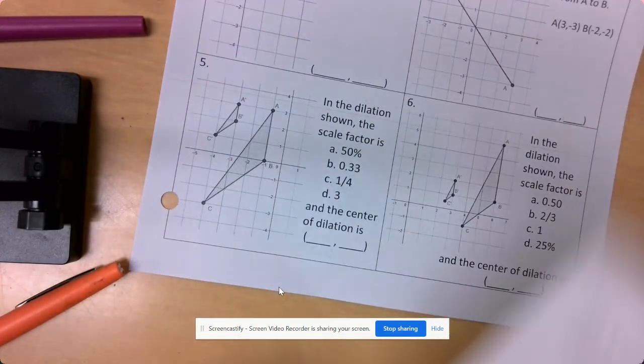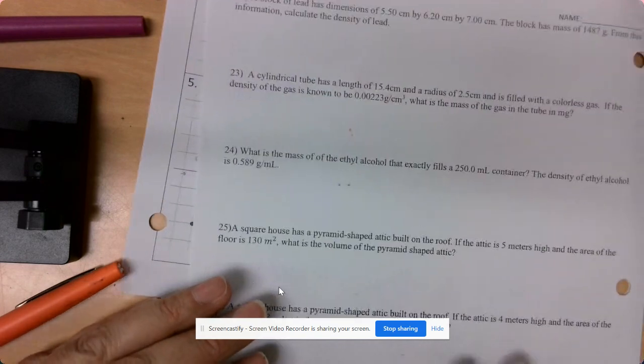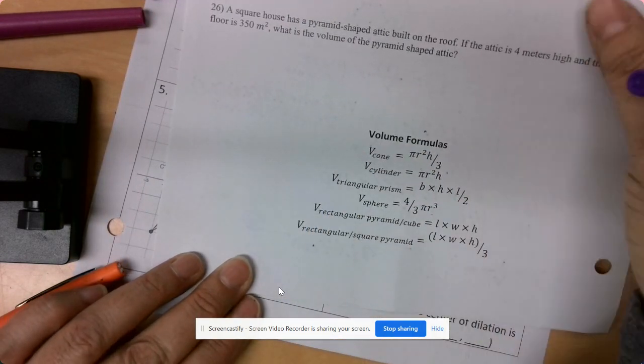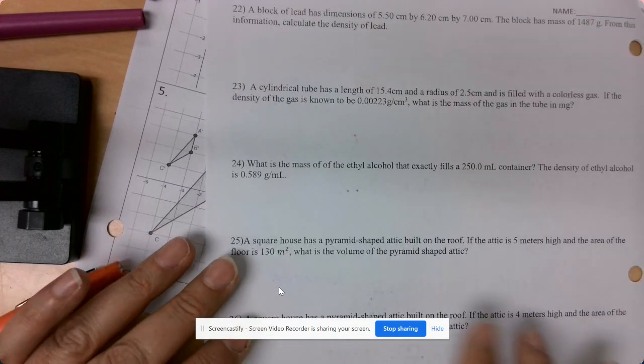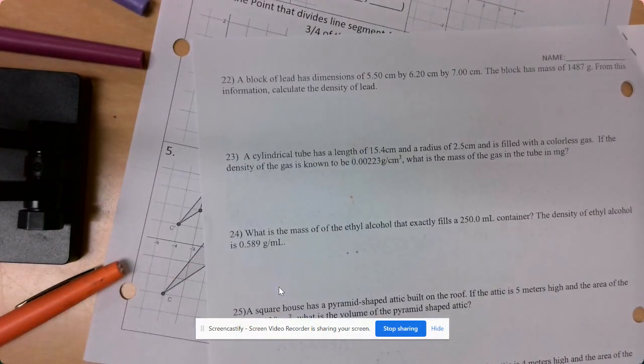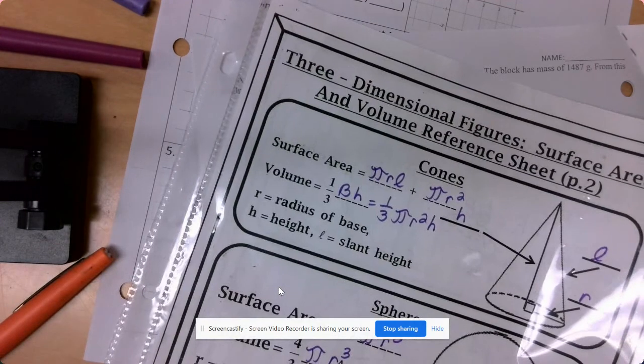Okay, almost done. Last page. Just so you know, there are the formulas for volume just right down here, in case you forgot them. But remember, you can also use a formula reference sheet. Everybody remember we have this sheet that you can use.